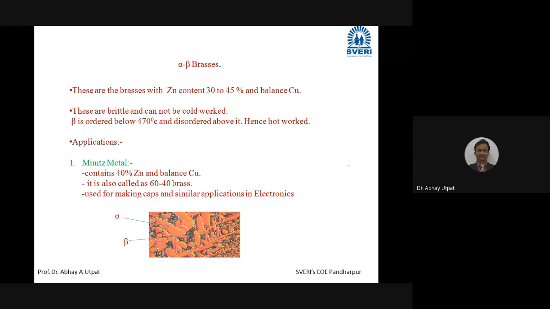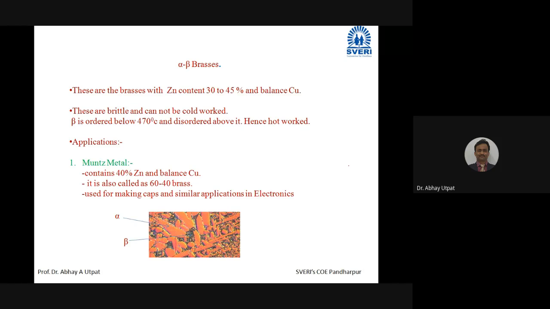Now the second question, it is suitable for casting. In the same way you have to write: beta is a brittle phase. Beta can't be cold worked, but it has more fluidity because of the greater presence of zinc. So by taking advantage of this fluidity, you can melt and pour alpha beta brasses to give the shape as per the requirement. That's why alpha beta brasses are suitable for casting.